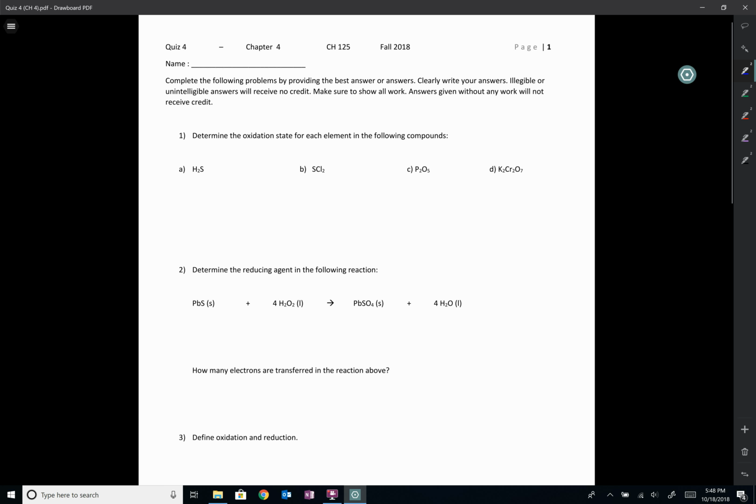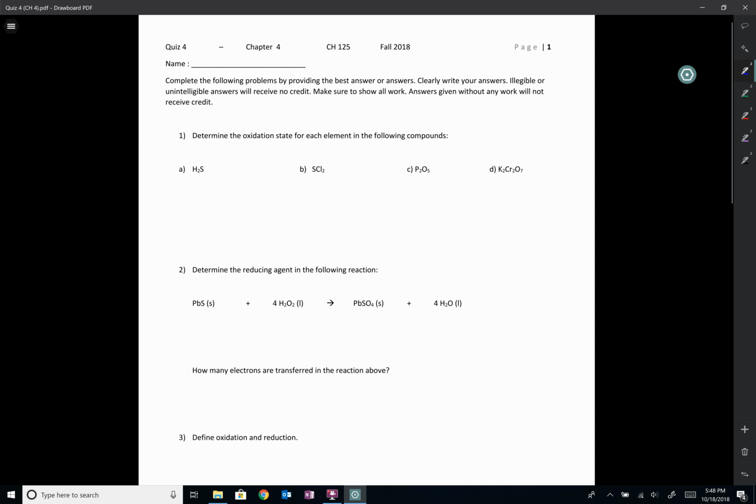Okay, today we're going to go over our fourth quiz from this semester. This quiz was from Chapter 4 and specifically focusing on redox reactions and concepts that surround the idea of redox reactions. So oxidation states is a big key as we go through this quiz here.